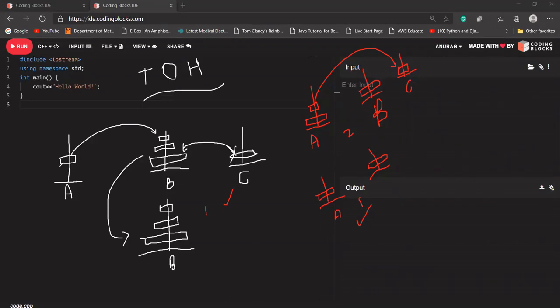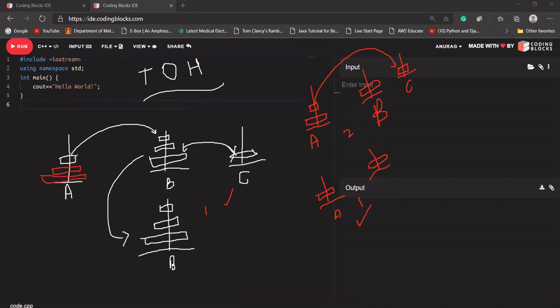Let's say the smaller disk is number one, the middle one is the second one, and the greater one is the third one. So what I'm doing in that case, first I want to transfer all the disks from A to C. Let's say there are three disks, and the other pegs are B and C.